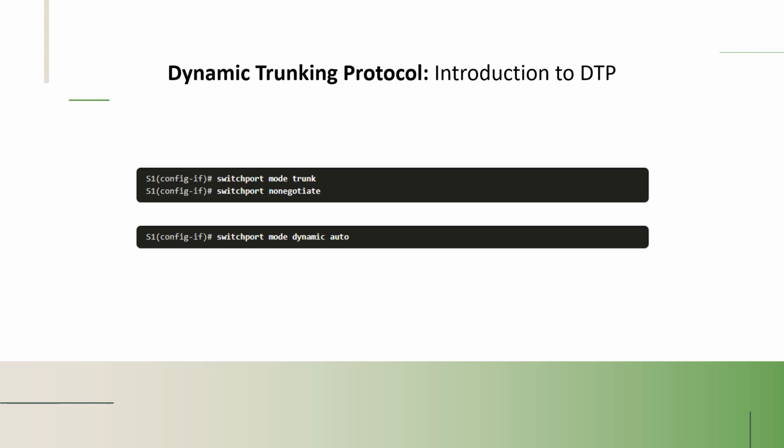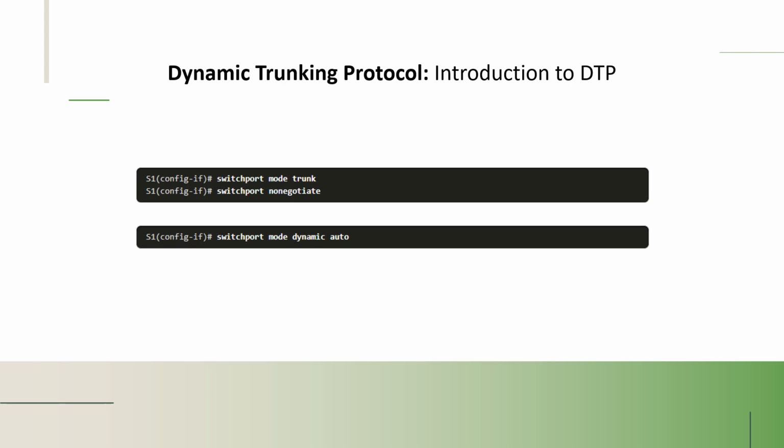If the ports connecting to switches are configured to ignore all the dynamic trunking protocol advertisements with the switchport mode trunk and the switchport nonegotiate commands that are listed here, the ports will stay in trunk port mode. If the connecting ports are set to dynamic auto, they will not negotiate a trunk and will stay in the access mode state, creating an inactive trunk link.